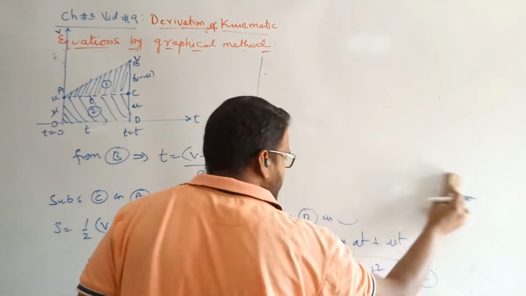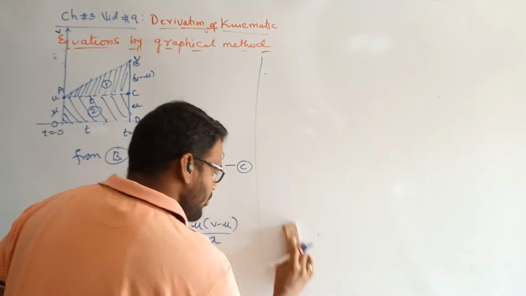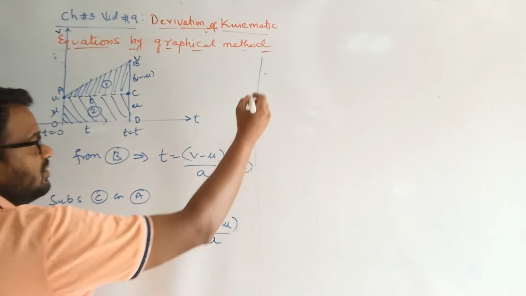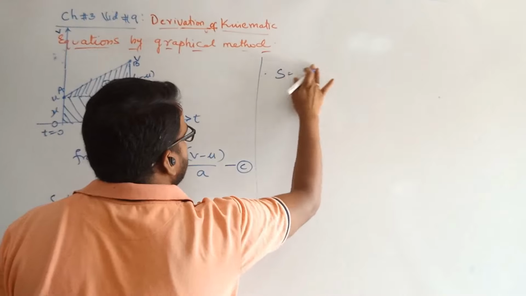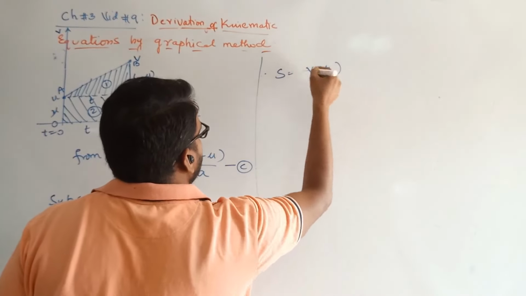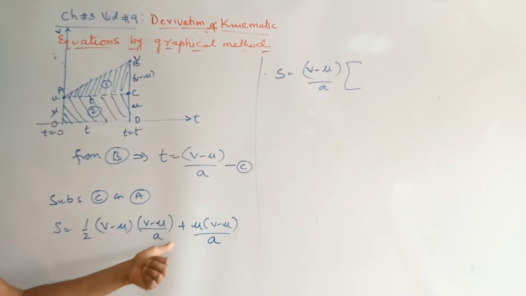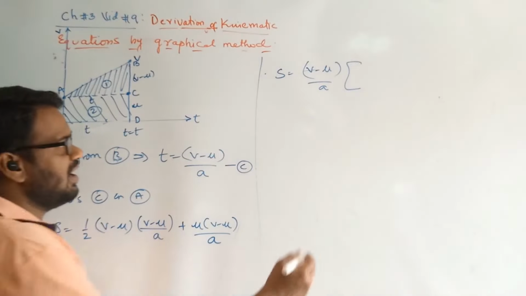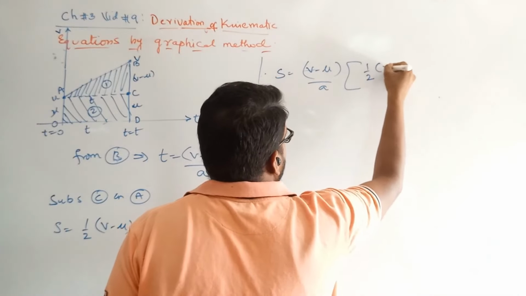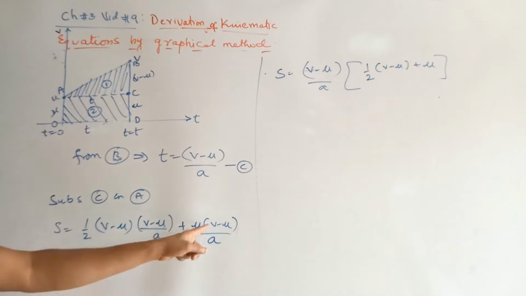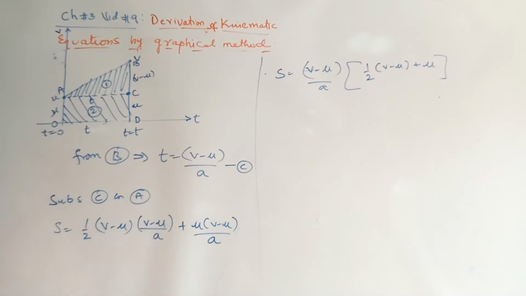And let us check how to continue this equation. Right. What is it? You can take common V minus U by A here. These three are one term, and this is one term with a plus sign here. That is, S is equal to, if you take V minus U by A common, it is left with half V minus U plus U. V minus U by A is taken common and it is left with U.